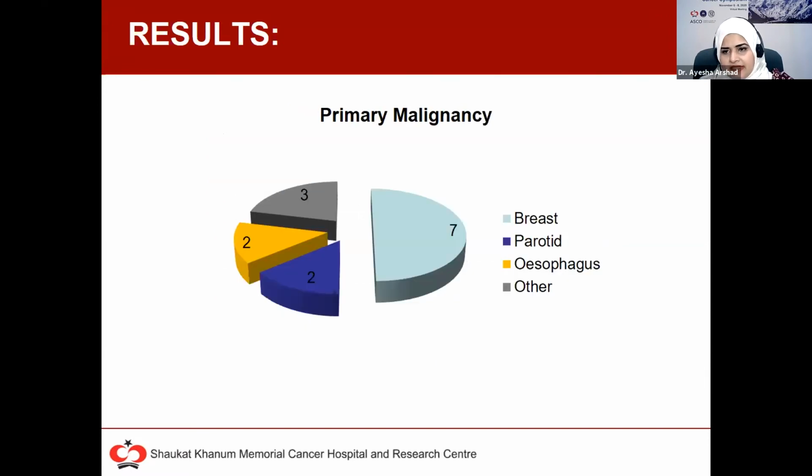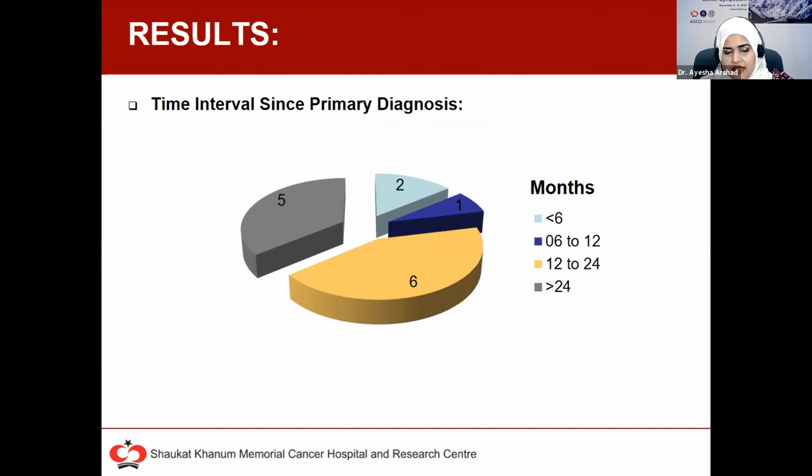Regarding primary malignancy, where does the metastasis come from? In 50% of the patients, it came from the breast. In 2 patients each, it came from the parotid or the esophagus. There were other, less common sites as well in 3 of the patients.